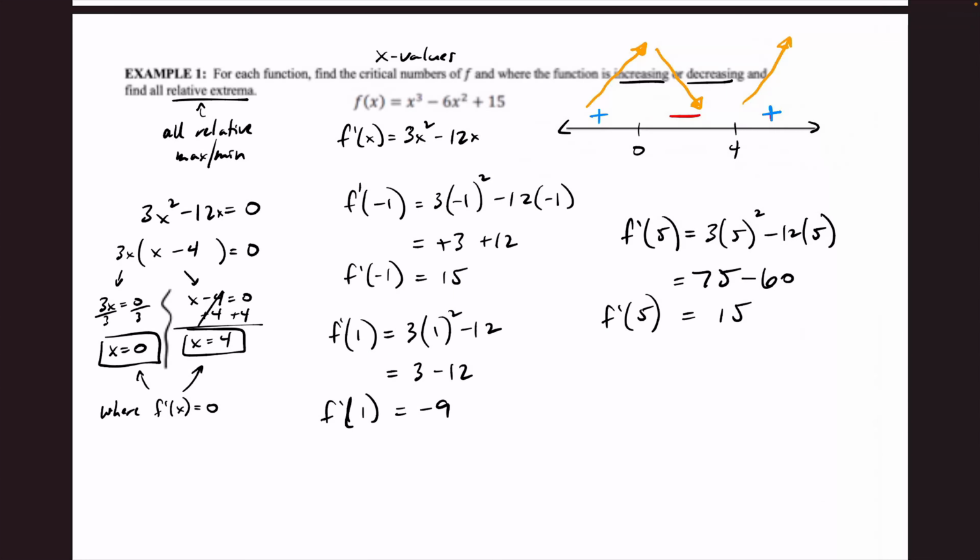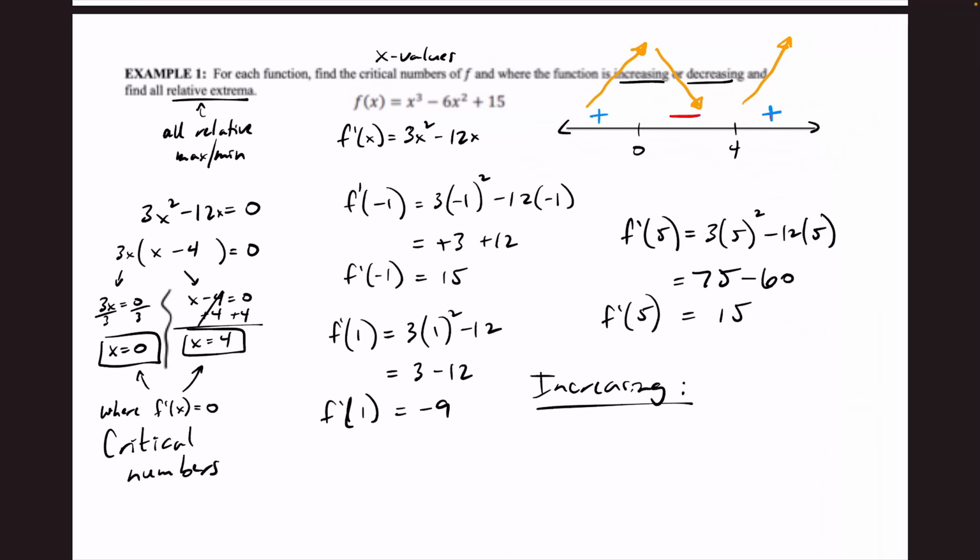Critical values, critical numbers. So our critical numbers were here. Critical numbers or critical values, whatever you want to call them, they're all the same. We're at 0 and 4. X equals 0, x equals 4. Okay? Increasing and decreasing. All right, so let's write increasing. Where was the function increasing? From where to where was it increasing?